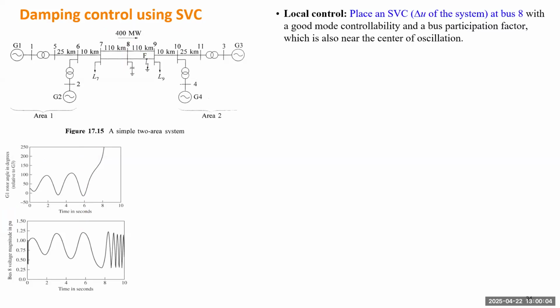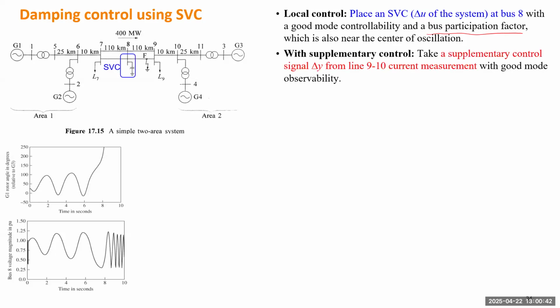So definitely we can put the SVC on bus 8, which will be the input to the system. And if you do the mode controllability study, you'll figure out this bus also has very good mode controllability. Another index mentioned by the textbook is called bus participation factor. We can talk about this factor a little more in the voltage stability section, but this one is also related to the mode controllability. So we just put SVC there.